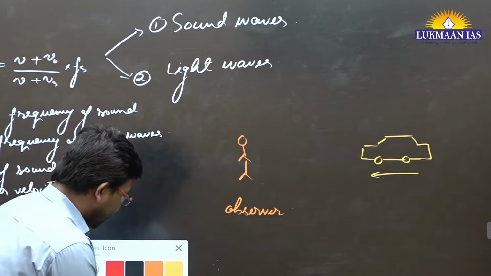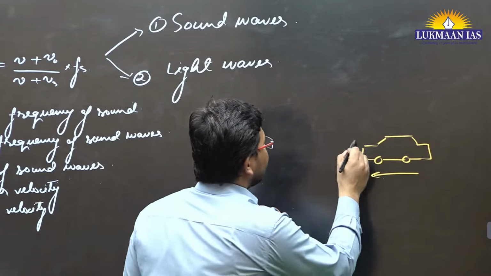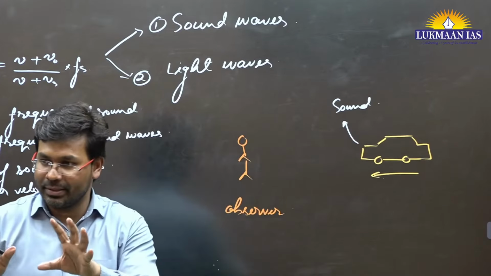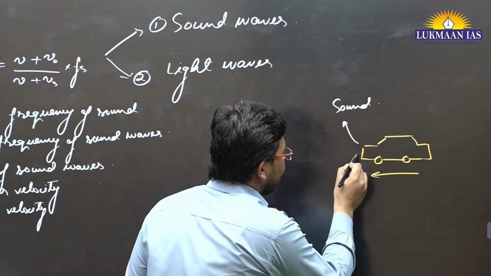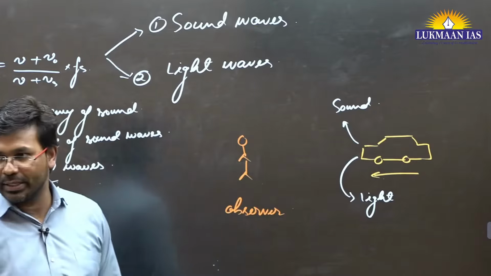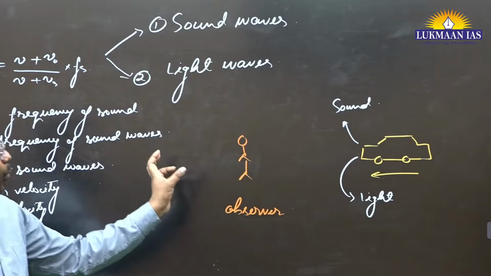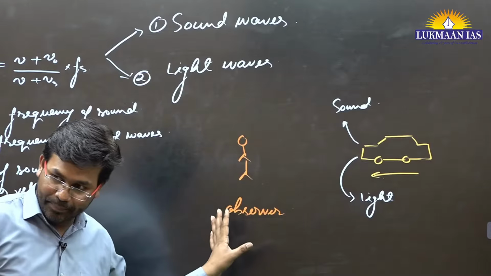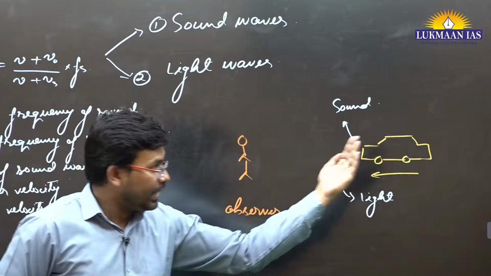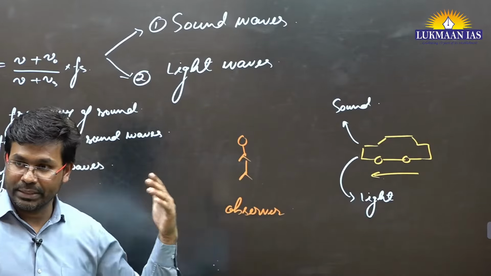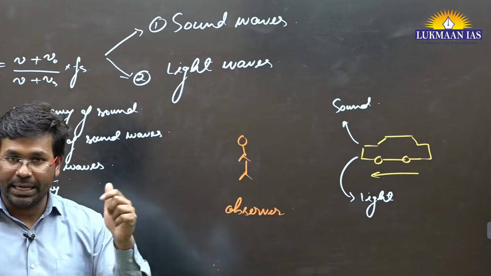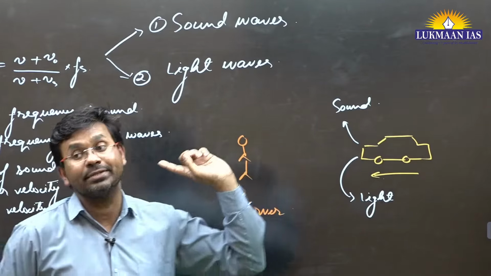So this car has both things. Number one, it can make sound because it has a horn. It can also be a source of light, because headlights are there on the car. When the car is moving towards the observer, the sound he hears is steeper, it has more pitch, as compared to the sound he hears when the car is far away.